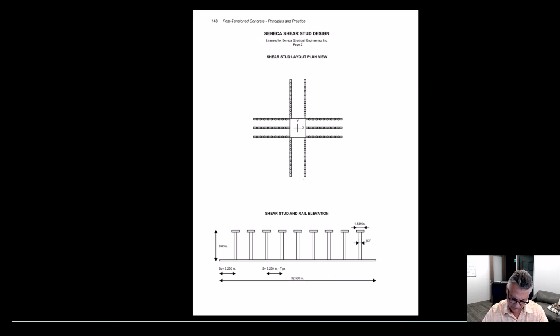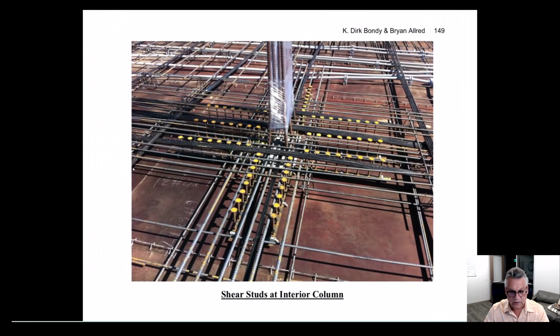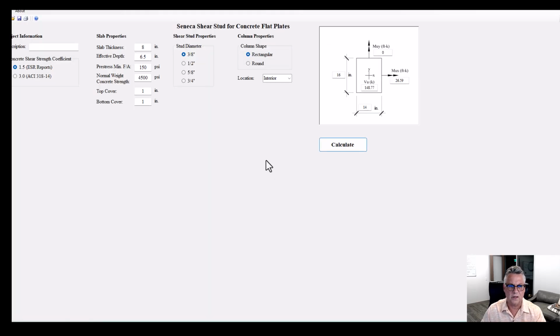So this is what it looks like in real life. And I want to show you also now what our software program looks like. So I have modeled this exact same thing. And by the way, I give you an option of using the code and getting yourself in trouble or using the ESR reports.